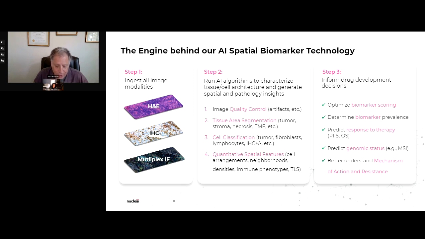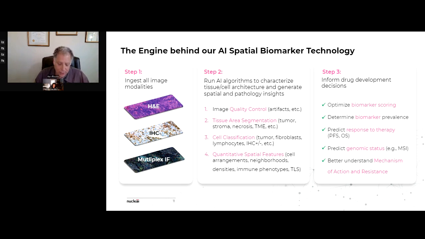Once ingested, a series of AI models are executed that include a quality control model to identify artifacts, a tissue segmentation model to identify areas of tumor, necrosis, stroma, etc., a cell classification model to identify cell types and states, and models to quantify spatial features such as neighborhoods, immunophenotypes, tertiary lymphoid structures, etc.